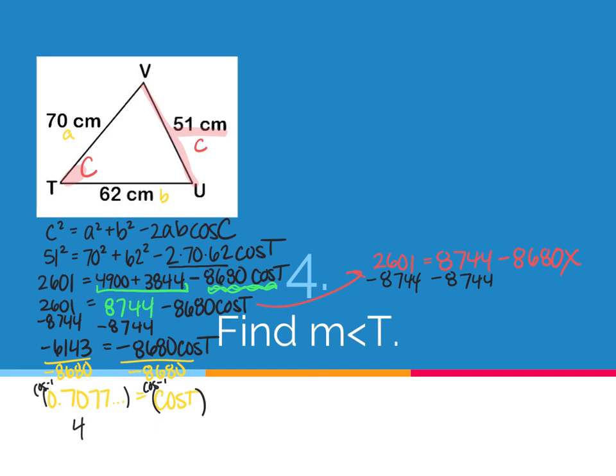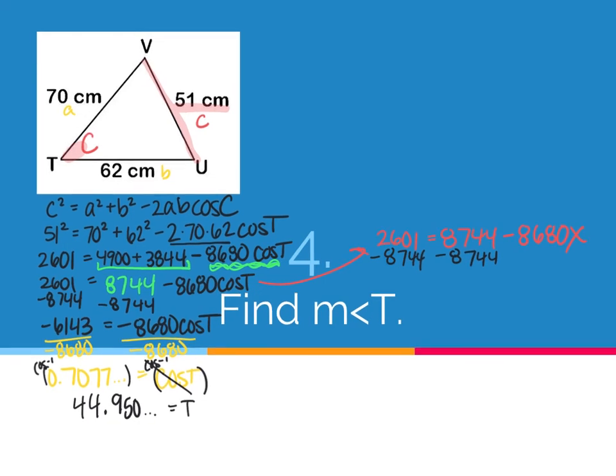When we do that, we get 44.950 and so on. Cosine inverse and cosine cancel, and we're left with T. Now if we're going to round this to the nearest tenth, the 9, we look back at the 5. The 5 tells us to round up. 9 rounds up to 10, so we actually get 45 degrees for angle T.